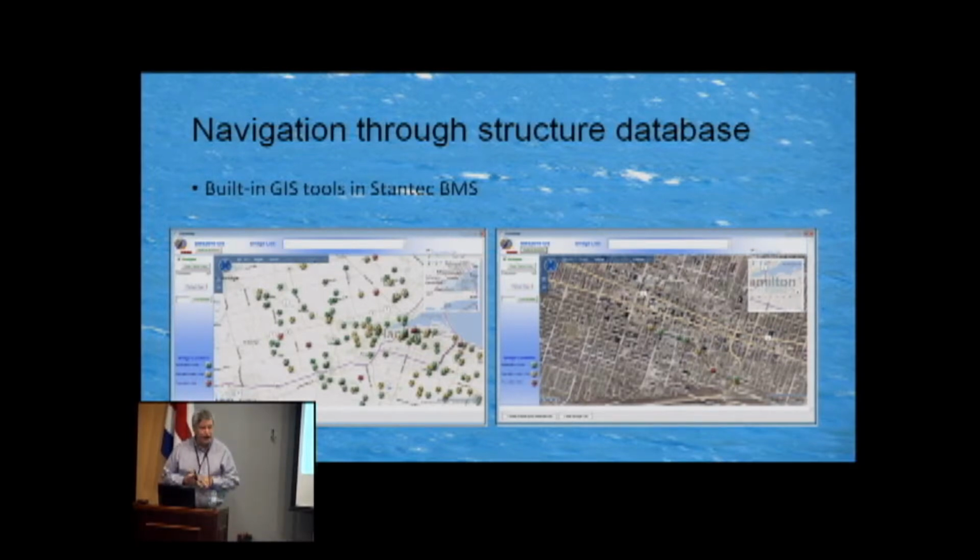Here's an example of a GIS interface, this one from the Stantec BMS, where they connected up Bing Maps to the Stantec BMS. So using that, they can color code the different bridges by different characteristics and show how they relate to each other on a route, how they connect.